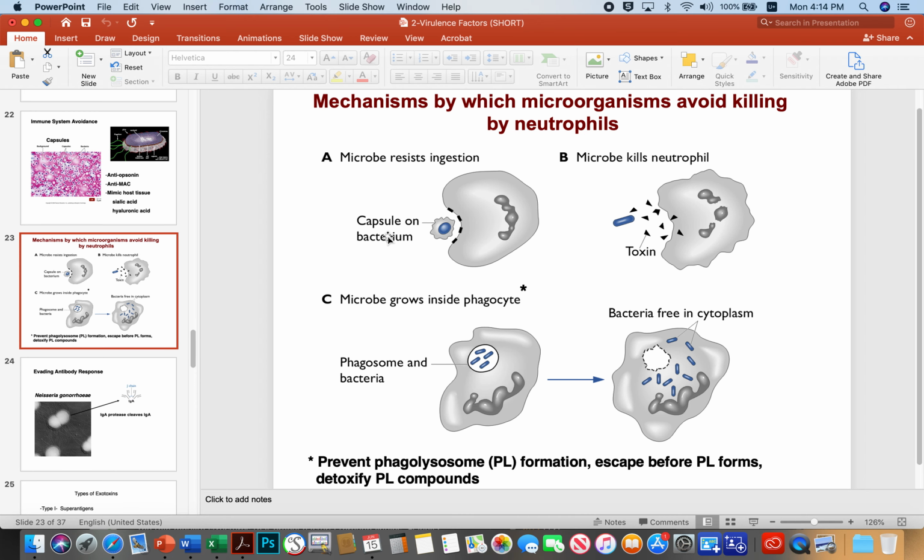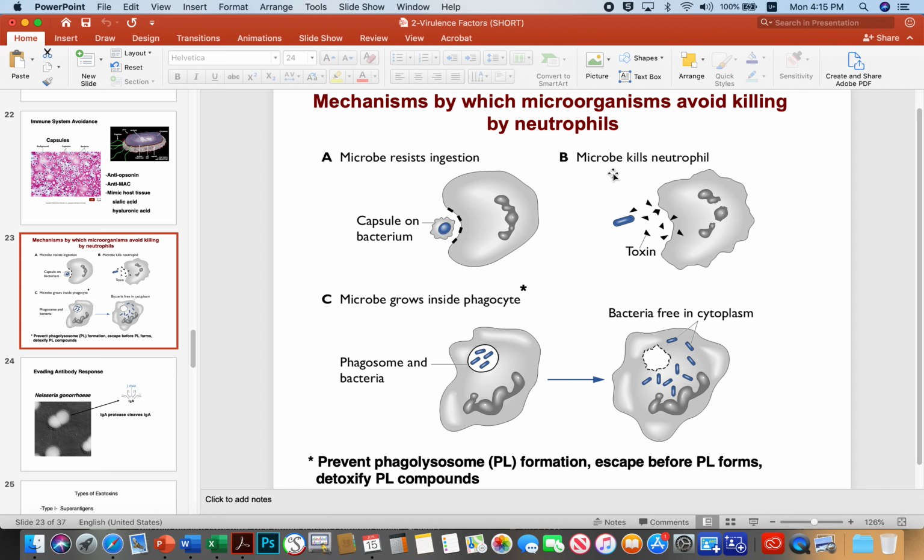Mechanisms by which microbes avoid killing by neutrophils. Neutrophils are phagocytic cells that are pretty non-discriminating. They just eat most things, doesn't matter what it is, as long as they don't think it belongs. Here is an example of a microbe resisting ingestion by having a capsule. This is the anti-phagocytic thing that I'd mentioned. There's a variety of reasons why that happens. Sometimes the receptors on the microbe that the phagocytic cell would be looking for are covered by this slime layer, this capsule layer. That's a big reason why that happens.